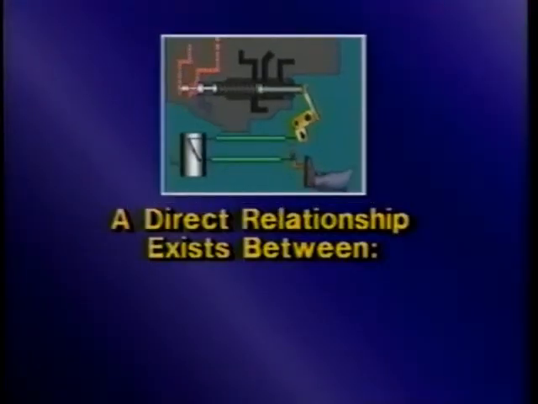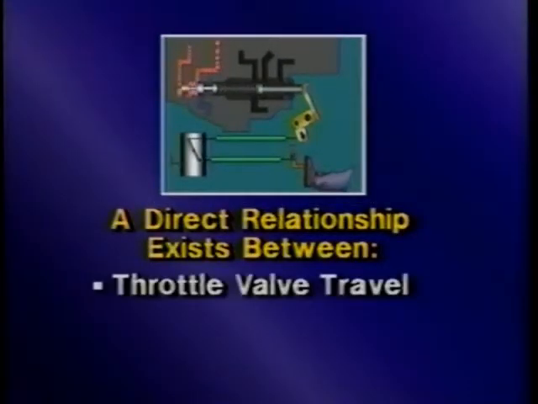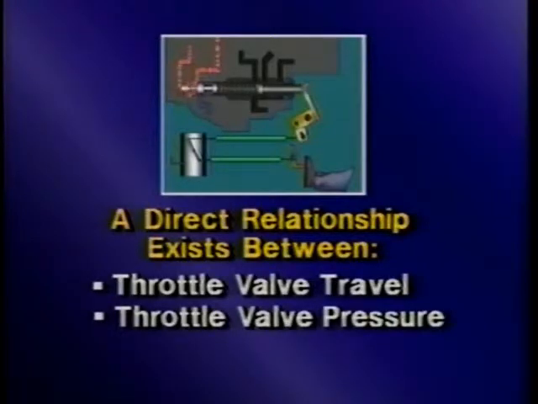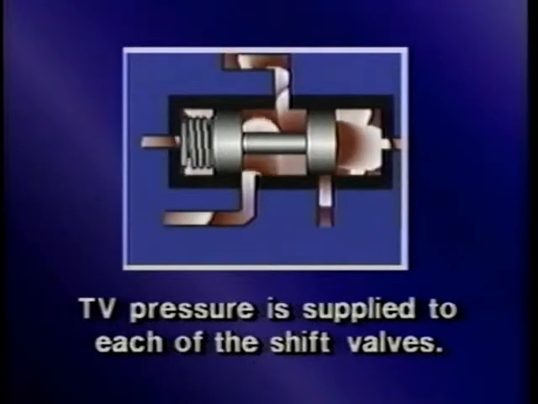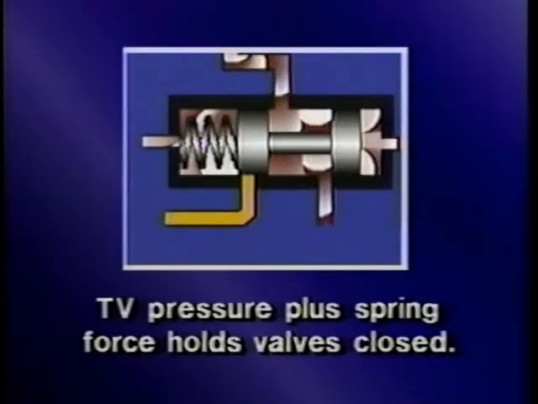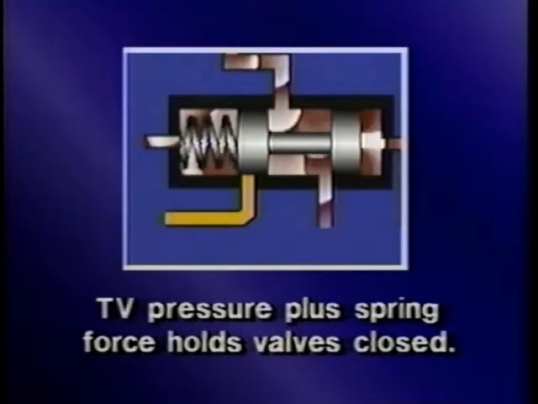A direct relationship thus exists between throttle valve travel, throttle valve pressure, and engine torque. TV pressure is supplied to each of the shift valves in the control valve assembly. TV pressure plus the added force of a spring tends to hold each shift valve in a closed position.